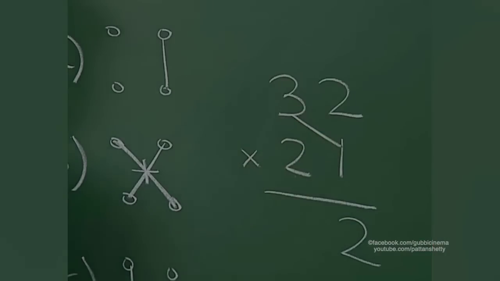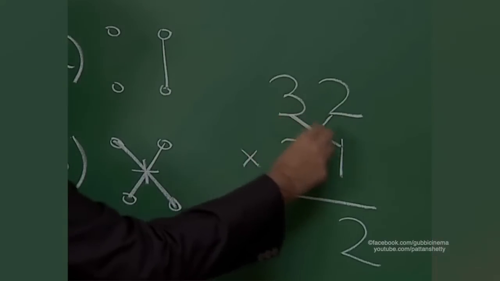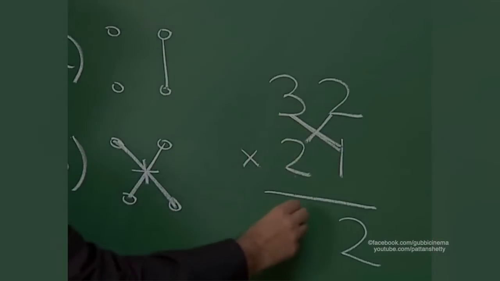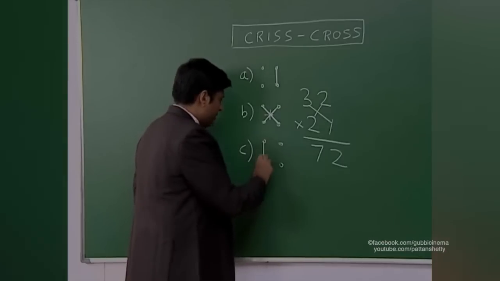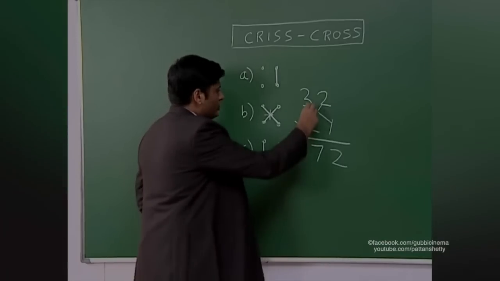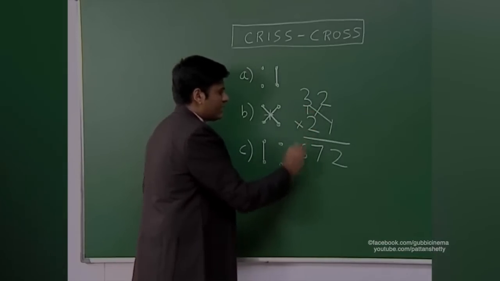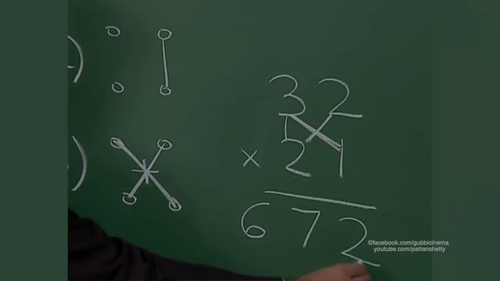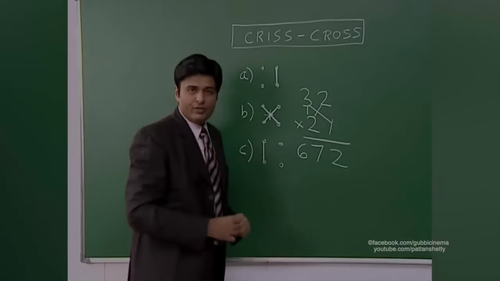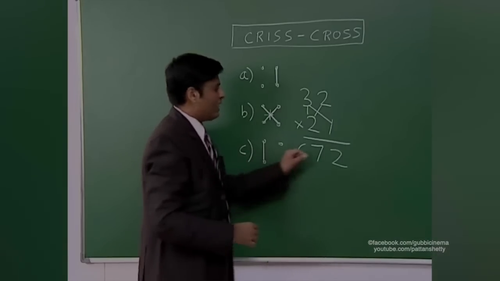3 times 1 is 3. Keep it in your mind. 2 times 2 is 4. 3 plus 4 gives 7. Last step says multiply these two numbers. So 3 times 2 is 6. My answer in this case is 672. This is the beauty of Vedic maths. You can get the answer in only one line.